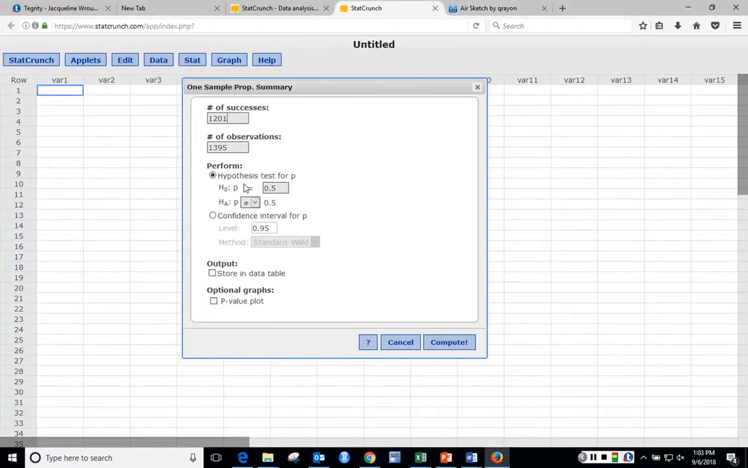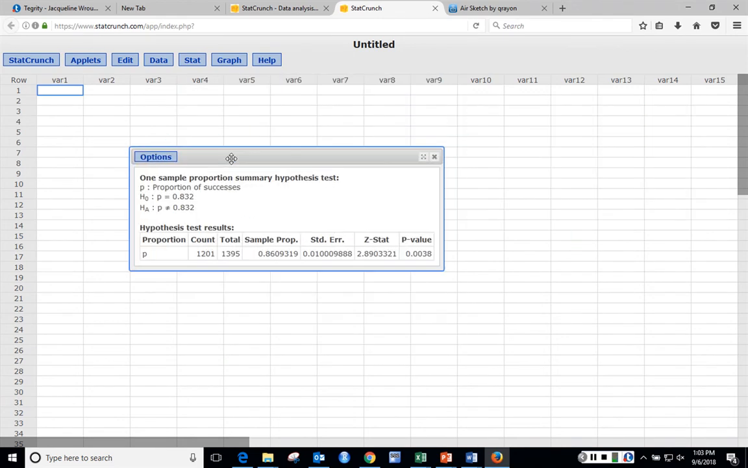Then I just need to make my hypotheses match what they look like in step 1. So my number here is 0.832. Notice how it automatically changes down here for us. I could change this sign if I needed to, but ours is a not equal to, so I can leave that as is. And then I hit compute, and we'll see many of the numbers that we used here. So here's that 0.8609 that we used for our value of p hat.